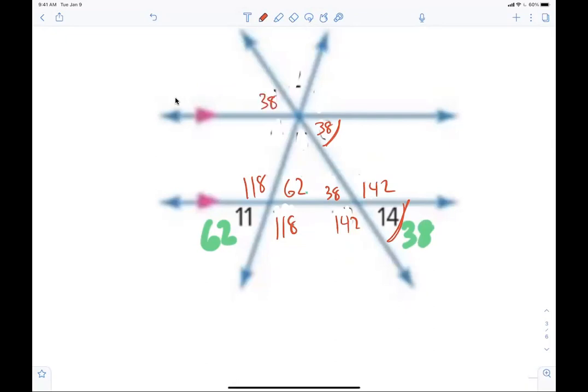Does everybody agree with that? That's vertical. Now, somebody tell me what this angle is right here. 62. So what's 62 plus 38? 100. So what is this angle right here? 80. That's 80. All right. And then this has to be 62. I just think that's pretty easy.